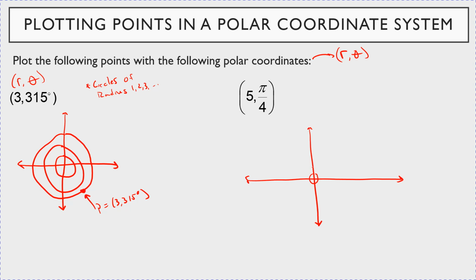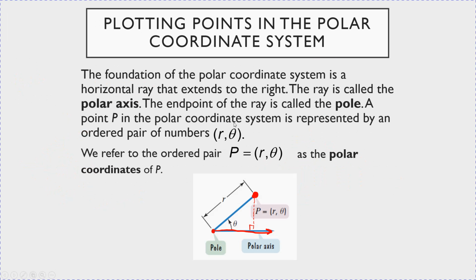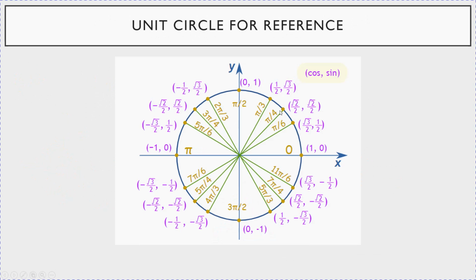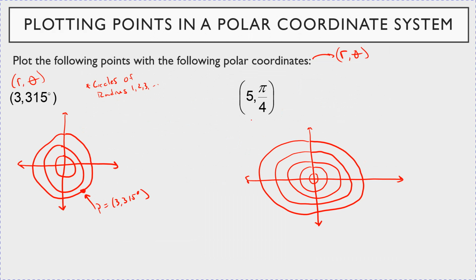Here's a circle of radius 1, radius 2, radius 3. These are terrible circles, but you get the idea. Radius 4, and a circle with radius 5. All right, so pi over 4, right? It's a 45-degree angle. If you need help seeing it, it's right here. And it's going to be on that fifth circle out there. So 1, 2, 3, 4, 5.